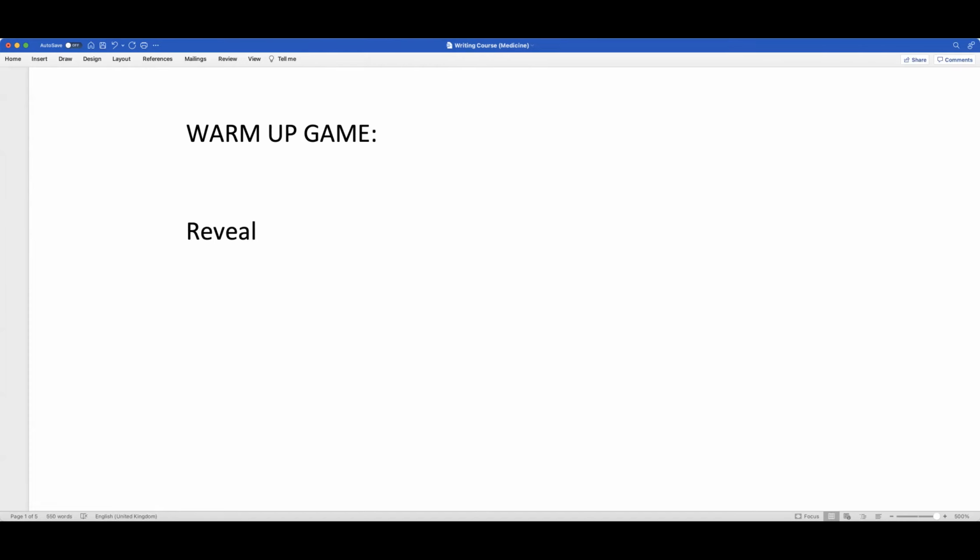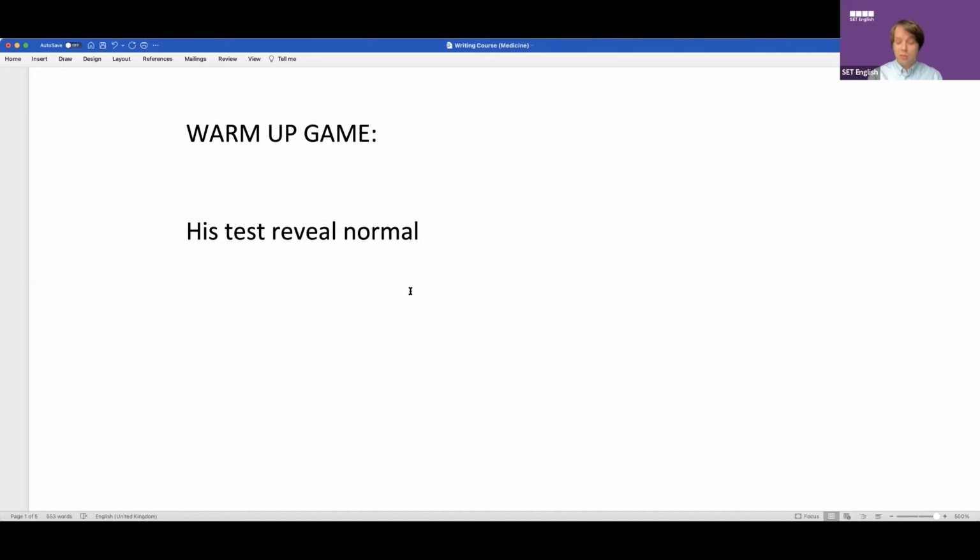Okay, what about reveal? Verb. It's a very important verb in OET, isn't it? I always talk about this. His test results reveal normal. What's wrong with that? Firstly, we need an object here, don't we? Because normal, this is why word formation is so important.